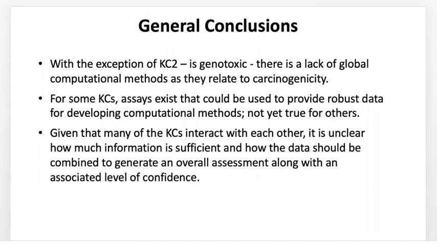The other thing we wanted to bring to everybody's attention is, given that many of the KCs interact with each other, it is unclear to us how much information is sufficient and how the data should be combined to generate an overall assessment along with an associated level of confidence. Clearly, some of them, if you look at genotoxicity as an example, might be sufficient in and of itself, as was mentioned earlier. But for other ones, we don't know what they actually mean in terms of carcinogenicity. So we published this paper, but then the next slide, please.